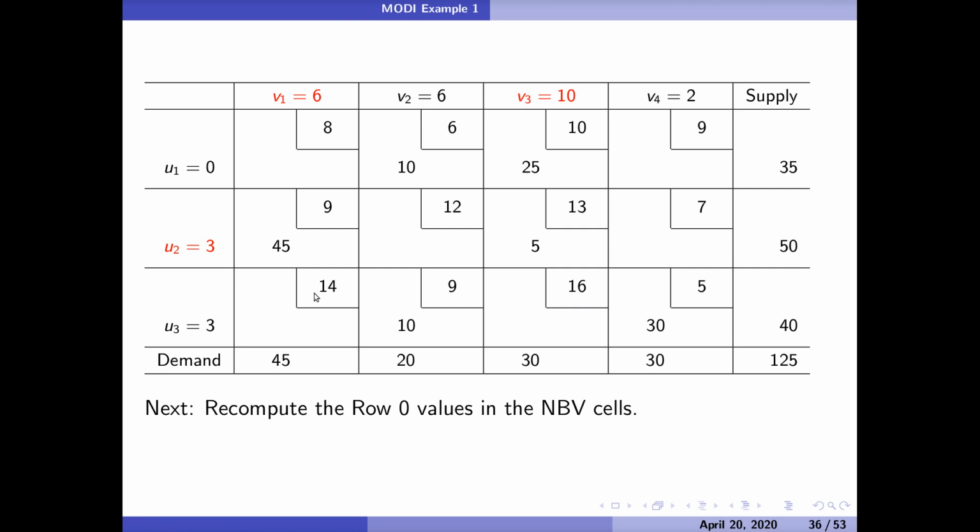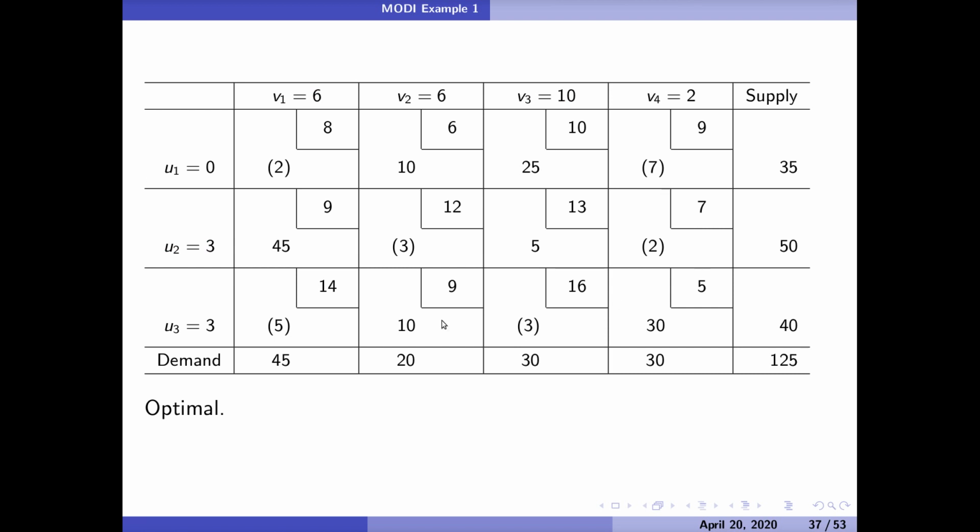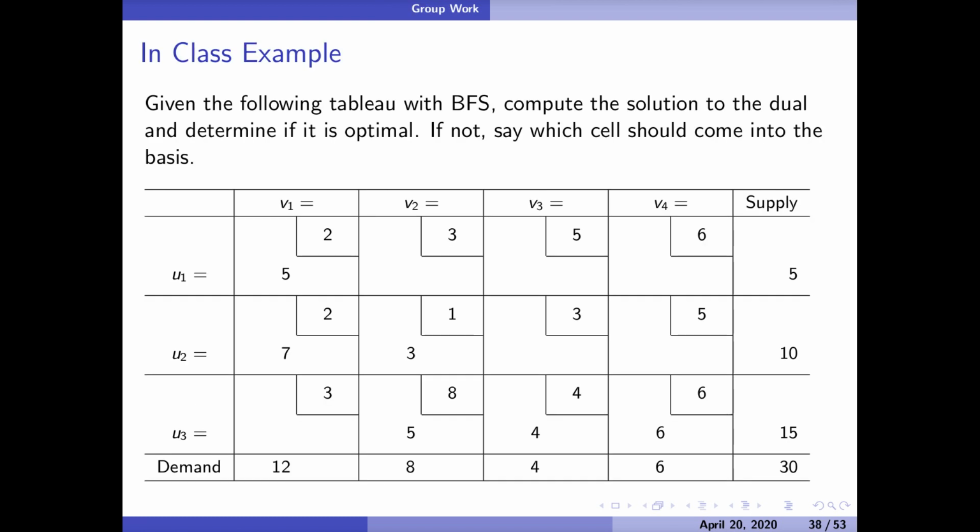Okay, so for example, in this position we have 8 minus 6, so that's going to be a 2. And then filling in the rest of the variables, what do we see? No negative values. Yay! We have an optimal solution. Very good. And so this is the method we've been advertising. This is MODI, or the UV method.